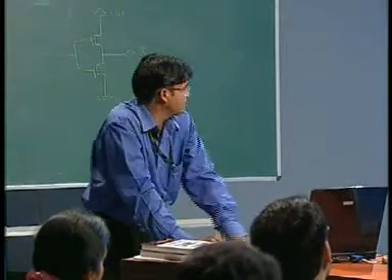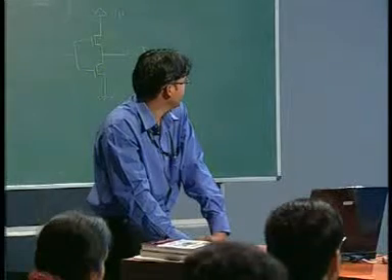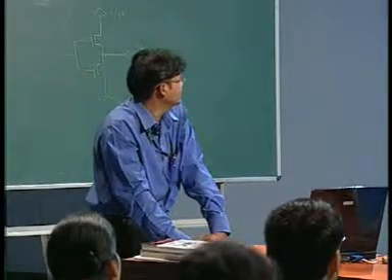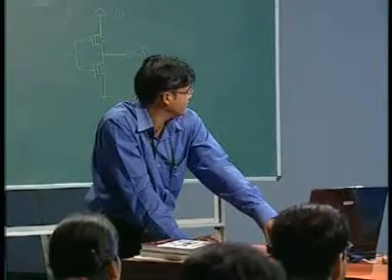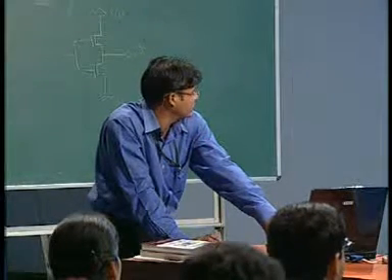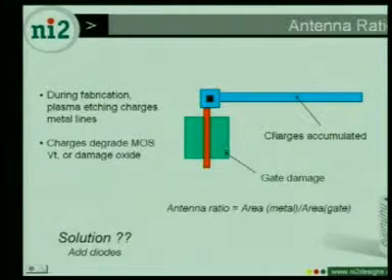Okay. These are the design rules based on lambda, and for everything: via, salicide option, lateral drain, antenna ratio, supply rules, ESD rules. So, we have to follow these rules. These rules are given by a specific foundry, and according to that we have to simulate our layout, with proper simulation of our layout. These are some issues we always have to keep in mind, like antenna ratios, and we have to maintain a proper length so that this effect can be reduced.